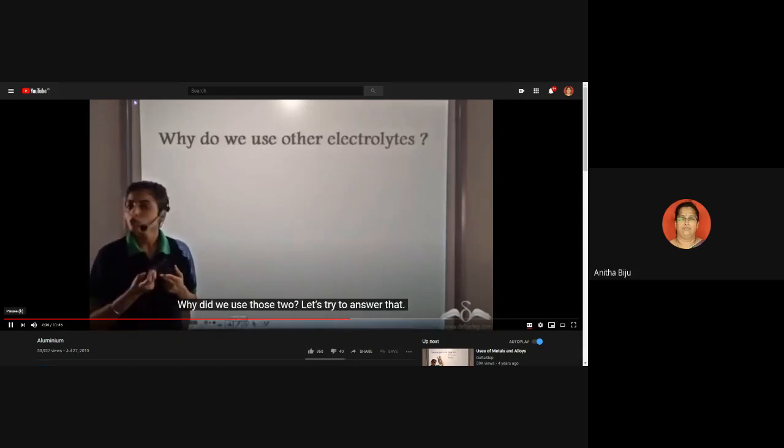Why? This is the question you can frame in this way. What is the role of calcium fluoride or fluorspar, and cryolite during the extraction of aluminium? Why do we use other electrolytes? There you can reframe the question like this. Okay, role of calcium fluoride and cryolite during the extraction of aluminium. What is the role? So reframe the question and listen to the answer. Why did we use those 2? Let's try to answer that.